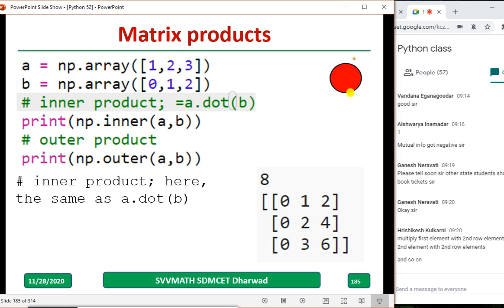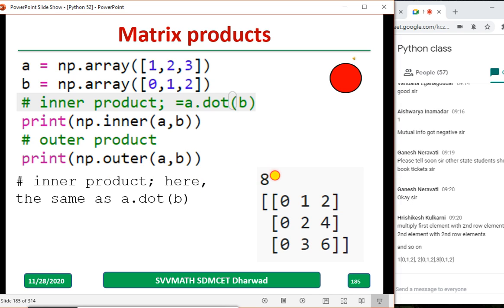Anybody? What about 012, 024, 8? Other students, one or two you can tell. Otherwise you can unmute and tell, otherwise you can type it. How you got inner product equal to 8? Just multiply and add. Yeah.